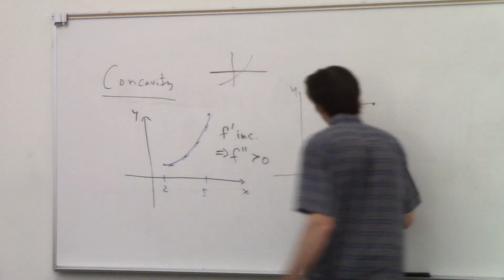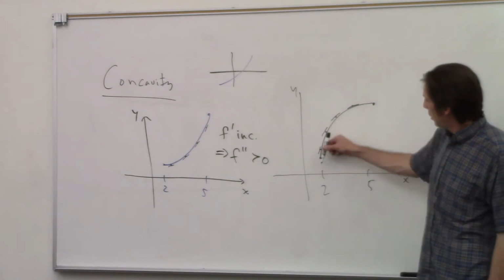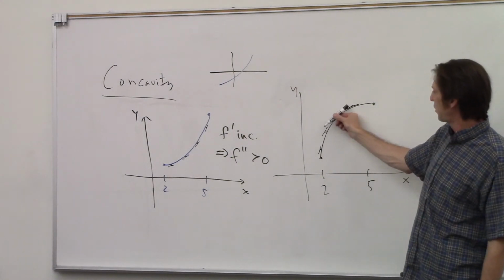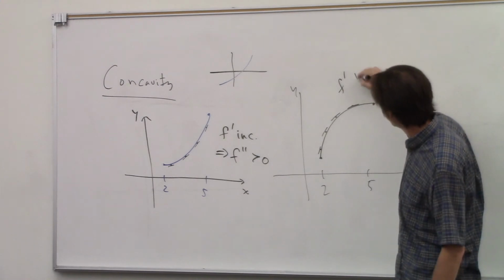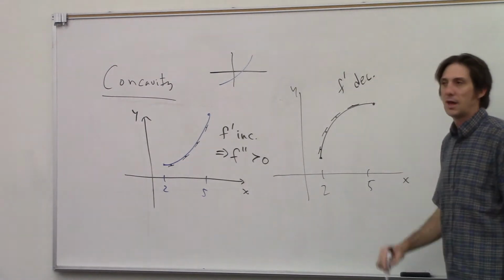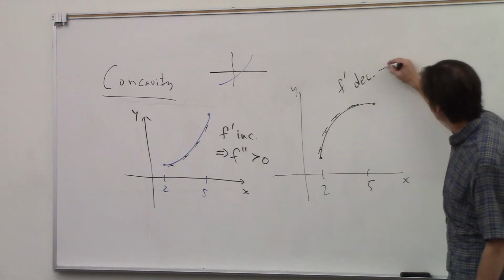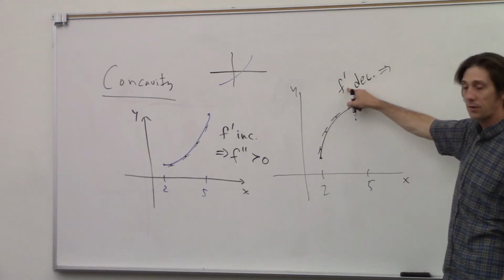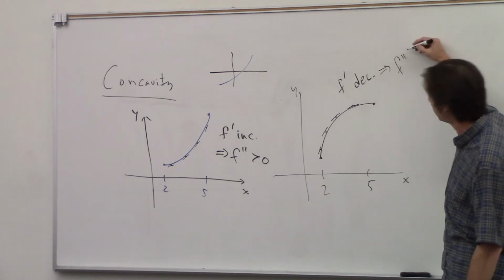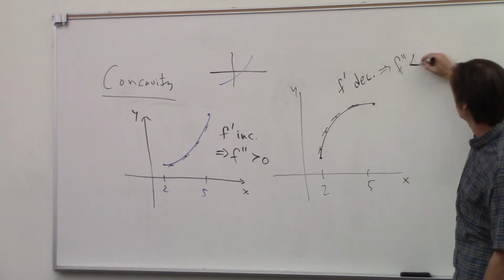On the other hand, in this second picture, yes, my slopes are positive, but they're getting less positive. And so that means that the derivative f prime is decreasing. And of course, if we have a decreasing function, its derivative is negative. Well, the derivative of the derivative is the second derivative. So in this picture, the second derivative is negative.